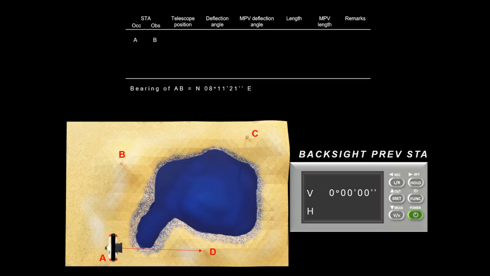Okay, so moving on with the lecture, press the 0 set button twice and have your angle reading set to 0 degrees. Afterwards, place your telescope in reverse position.